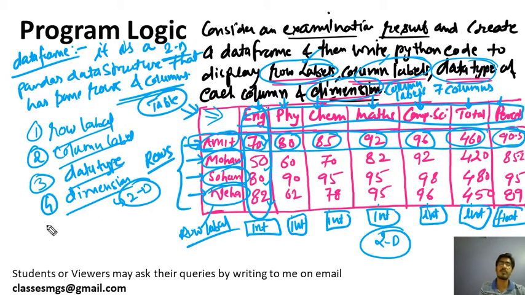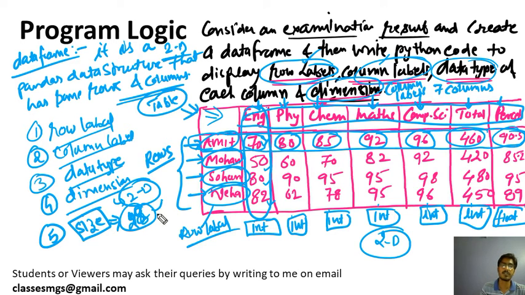Okay, there are more attributes. Let's suppose, what is the size of this data frame? Size is the number of data items in this particular data frame. So how many items are there? 1 2 3 4 5 6 7, 7 into 4 rows, so, sorry, 28 data items are there. This is known as size.